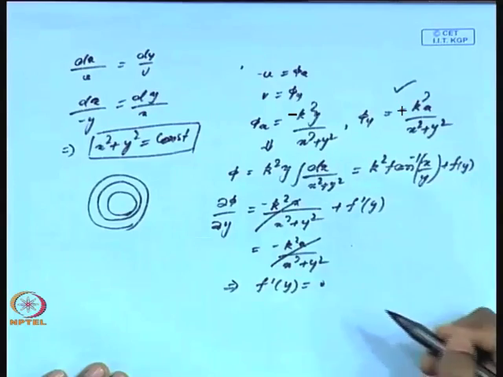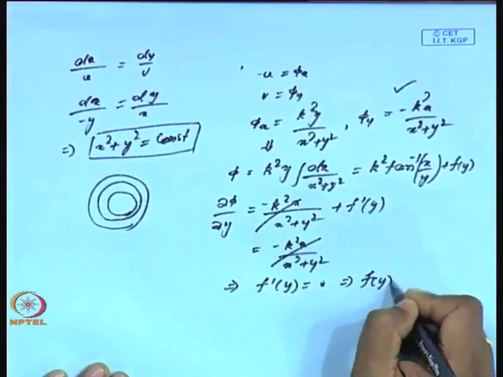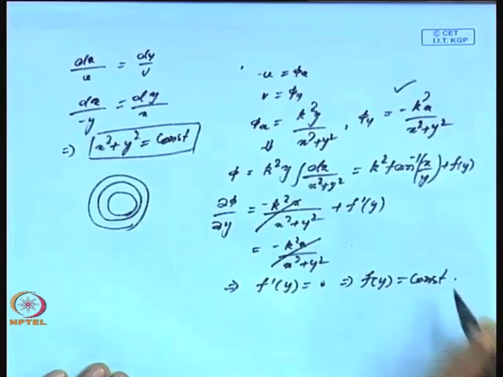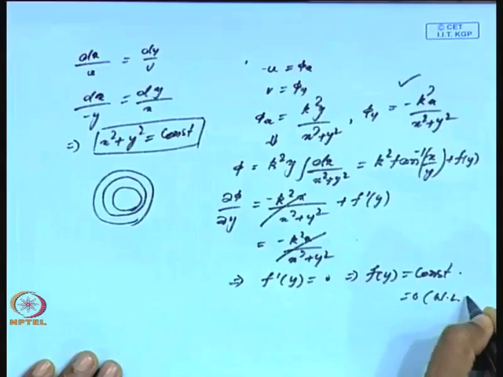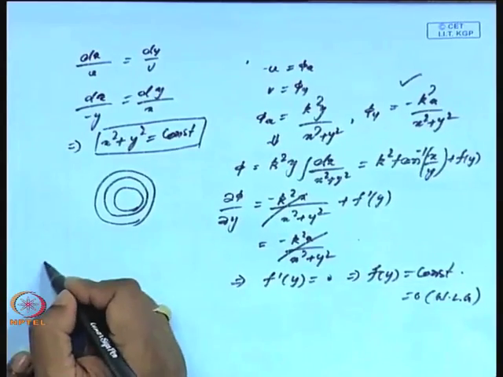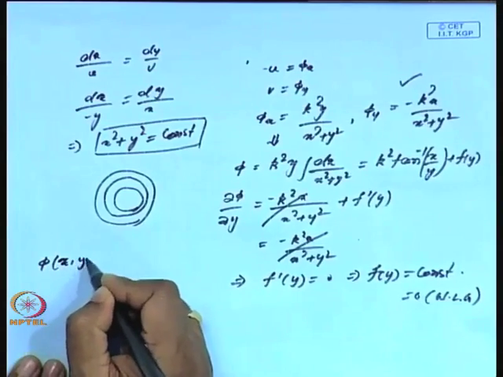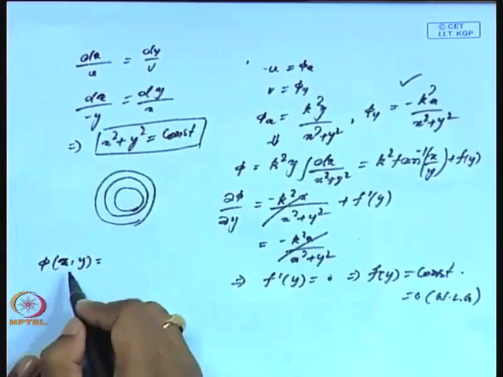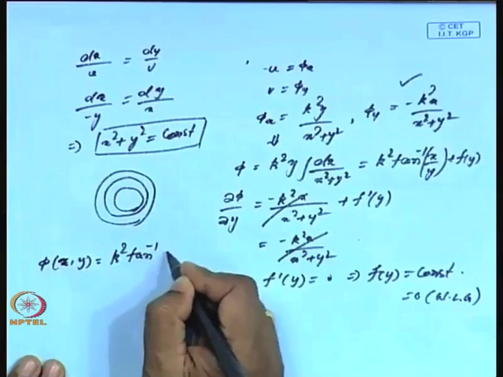because this term will get cancelled with this term. Then we have f dash y is 0, and that means f y is constant, and this constant we can always take equal to 0 without loss of generality, because it is an arbitrary constant. That gives us phi x y as k square tan inverse x by y.